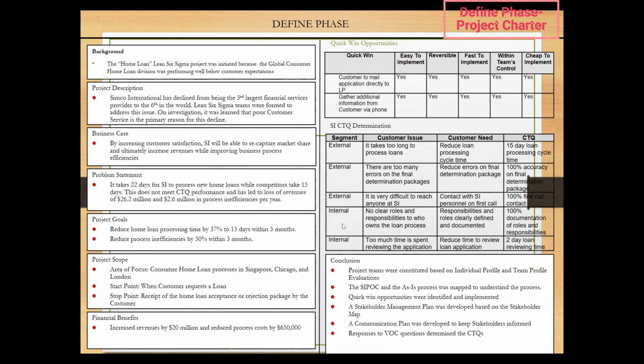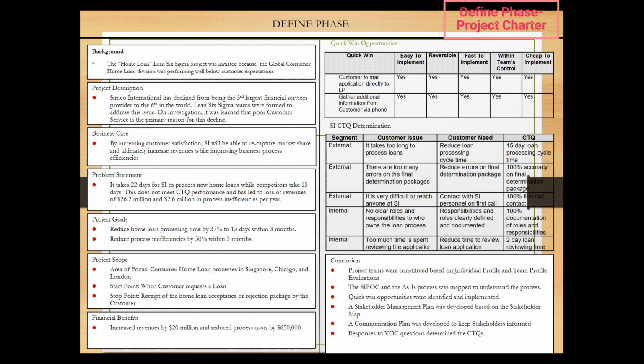There are external factors and internal factors. There are three external factors. For example, the customer issue: it takes too long. What is the customer need? Reduce the loan processing time, because it was taking on average 22 days, whereas the competitor is taking only 15 days. And there are too many errors in the final determination package, where the goal is that we should attain 100% accuracy. And it is very difficult to reach anyone. So how can we resolve it on the first call itself? We're going to see more in the solution phase. And there are no clear roles and responsibilities, and too much time is being spent.